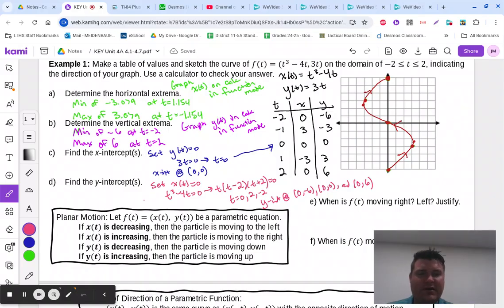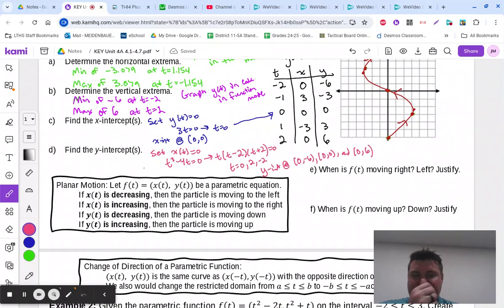Let's talk about movement here. When is f of t moving right and left? You can see in the box right here when something's moving right. So if we're moving right, that's when x of t is increasing. That's going to be the justified portion of it. And if x of t is decreasing, we're moving left. So for part E, when am I moving right?